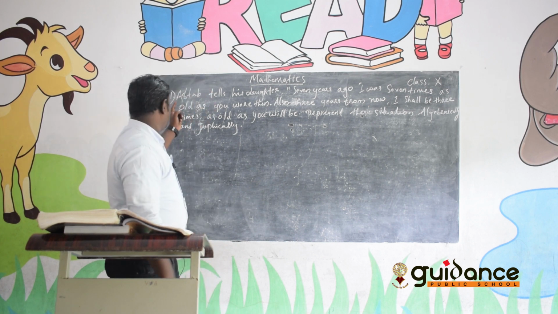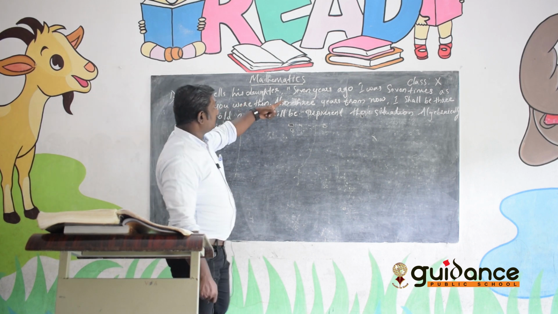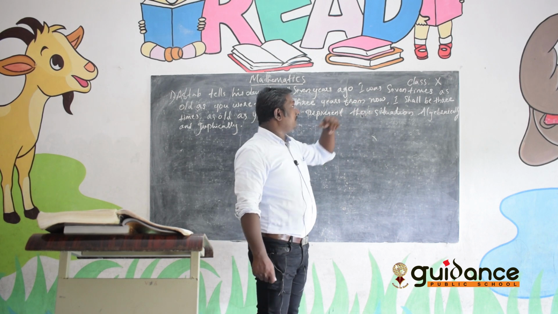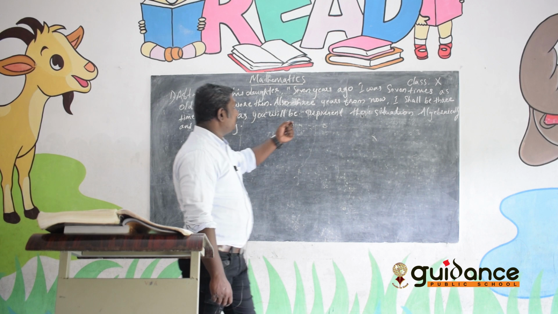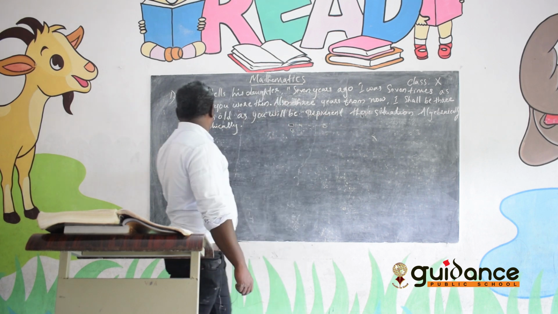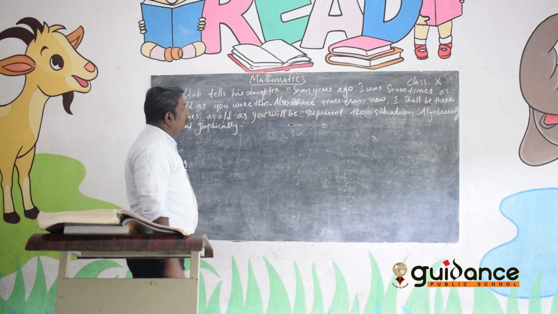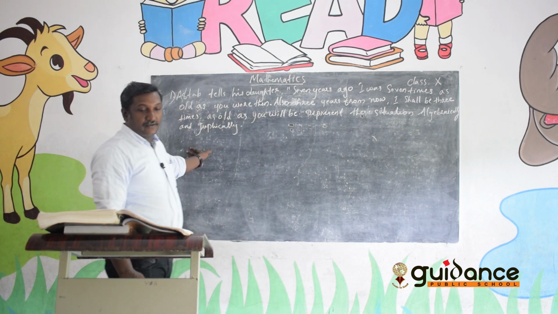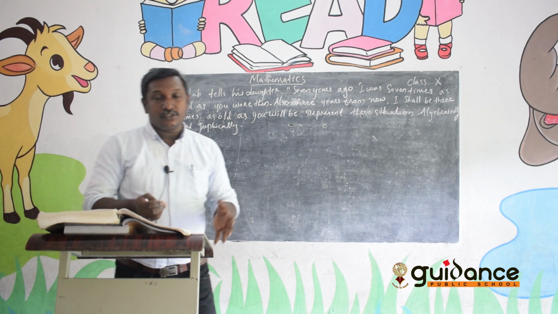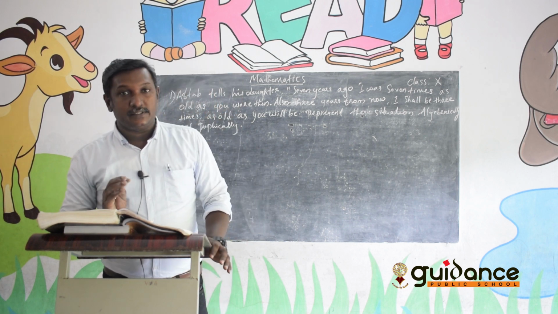First question: Aftab told his daughter, "7 years ago, I was 7 times as old as you were then. Also, 3 years from now, I shall be 3 times as old as you will be." Represent these situations algebraically and graphically. That is our first question. So we discuss the beginning of this chapter.